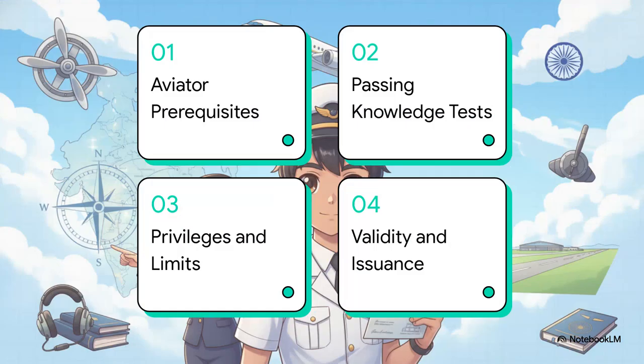Okay, let's dive into this. Like any great pilot, we need a solid pre-flight checklist, so here is our agenda for today. 1. The aspiring aviator prerequisites. 2. Passing the knowledge tests. 3. Your privileges and strict limits. And 4. License validity and issuance.